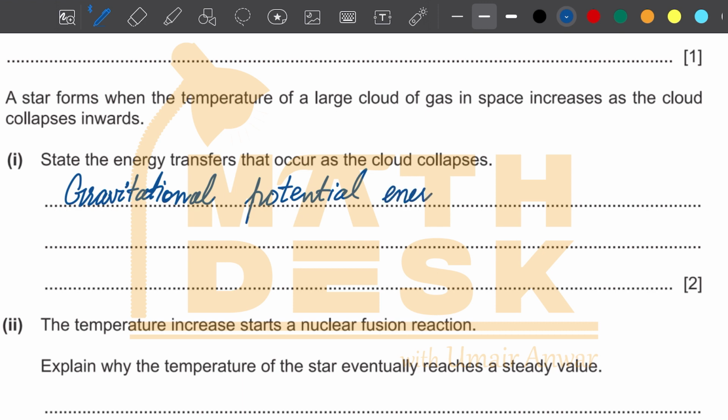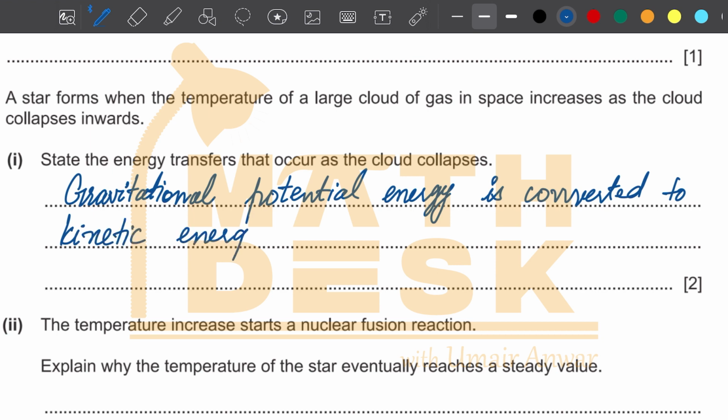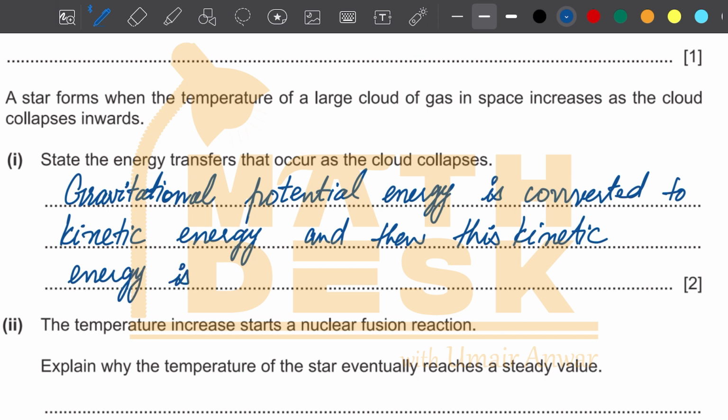So gravitational potential energy is converted to kinetic energy of the particles, and they start moving towards each other during the collapsing process, and then this kinetic energy is converted to internal energy during the collapse.